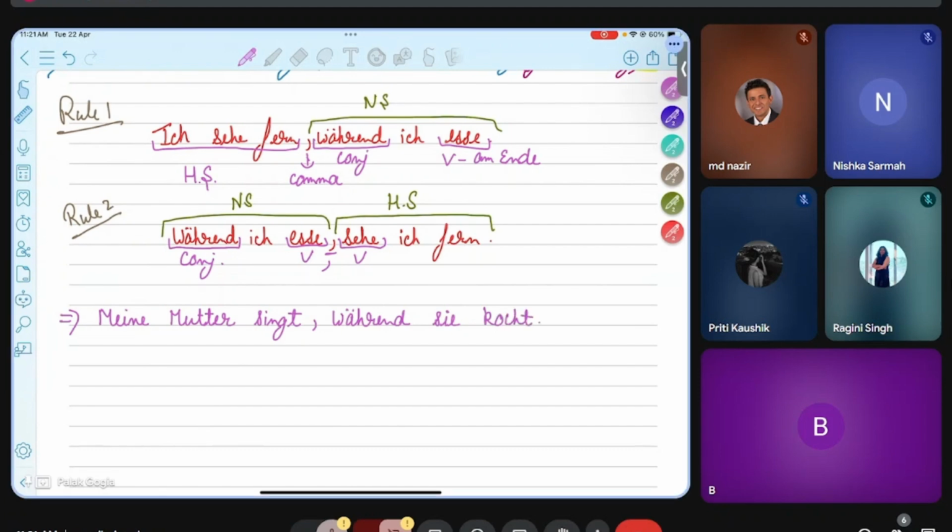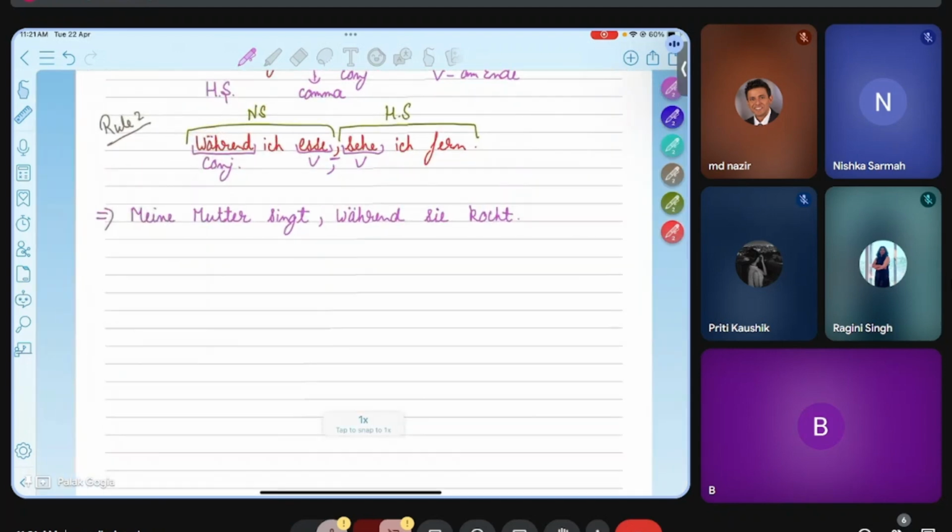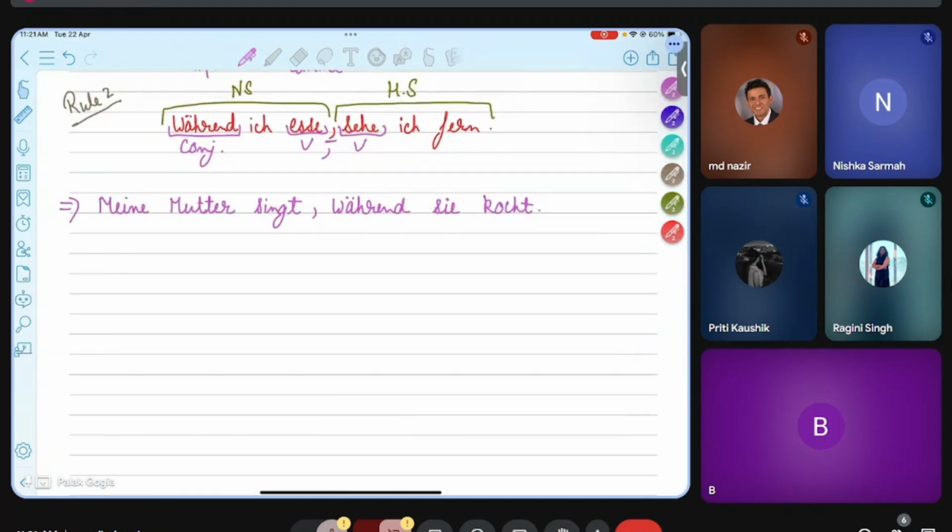Fine. Second one, while he does the homework, he listens to the music. Während er die Hausaufgabe macht, hört er die Musik. Yeah, very good.